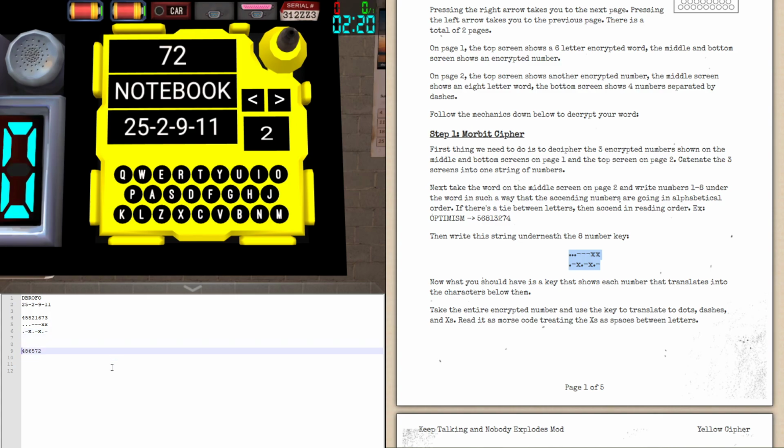Then for each of these numbers, that is our encrypted word, we're going to place some dots and dashes according to our key. So the 4 translates to dot dot, 8 gives us dot x, 6 gives us dash x, then the 5 gives us dot dash, then 7 gives us x dot, and finally 2 gives us dash dot.